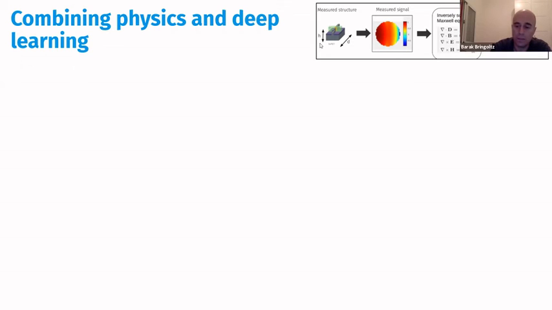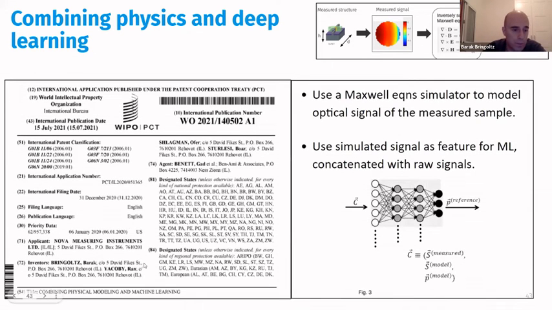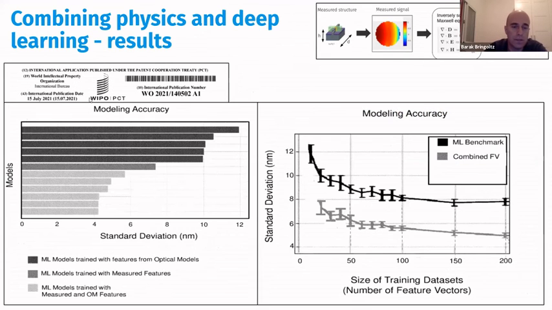And so, together with some smart people at Nova, what we did is the following. We realized that we can use the Maxwell equation simulator to model a rough optical signal for the measured sample, and then essentially use this signal, concatenated with the ordinary measured signal, as a feature. So in that sense, we are doing some of the featurization for the network with some clever, crazy algorithm called Maxwell equations. And so let me show you some results. It's all in this IP here.